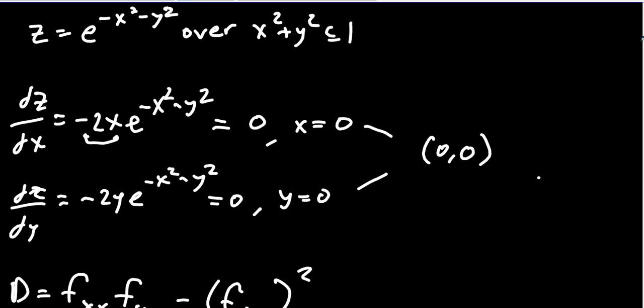So if the determinant's greater than 0 and the second partial derivative with respect to x is greater than 0, then that point is a local minimum. But if the determinant's greater than 0 and the second partial derivative with respect to x is less than 0, then it's a maximum. And of course, if d is less than 0, then it's a saddle point, but we didn't talk about that in this video. And of course, if d equals 0, then we have to have more information to classify this point.